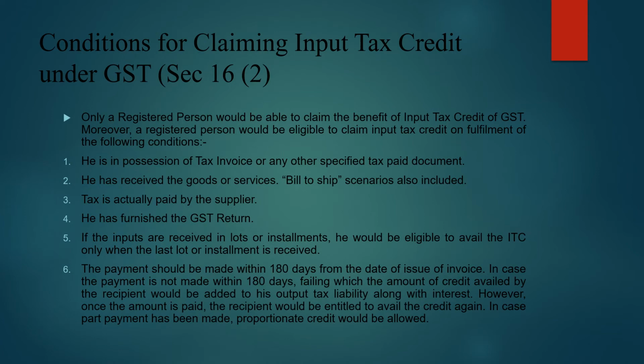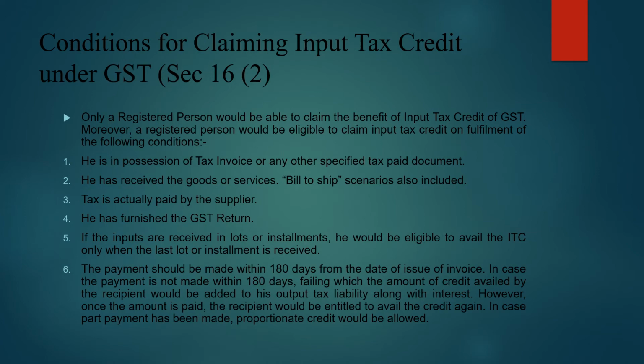Next है if inputs are received in lots or installments, he would be eligible to avail the ITC only when the last lot or installment is received. So if goods are received in lots, suppose in the month of January, February and March, and invoice was already issued in the month of January for full value, the ITC can be claimed only in the month of March when the total supply has been received.